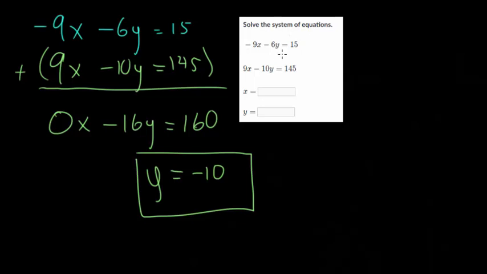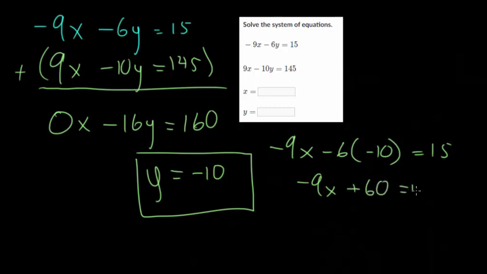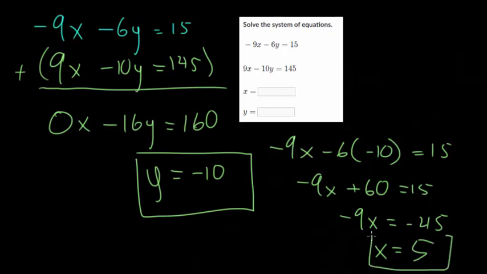Now we're going to plug that into one of these. Let's just say the top one. So minus 9x minus 6 times negative 10 should be 15. And this is plus 60. So minus 9x plus 60 equals 15. Subtract 60 on each side, and you get minus 45. Divide by negative 9, and you get positive 5. So when x is 5, y is negative 10.